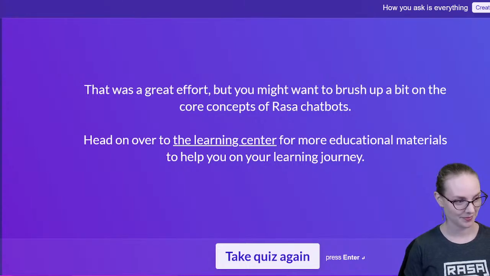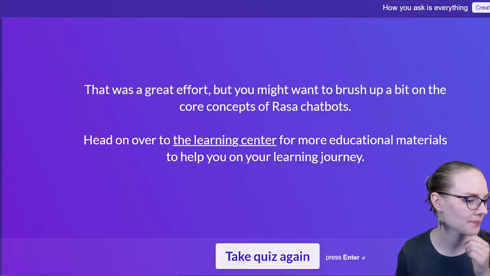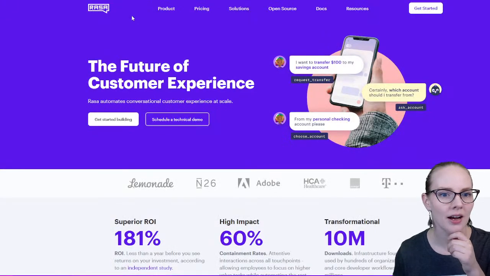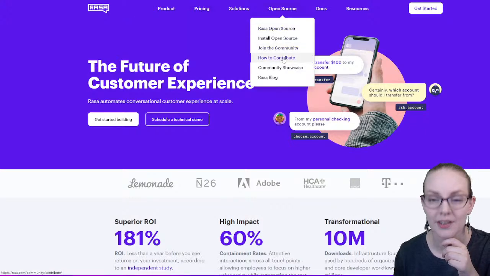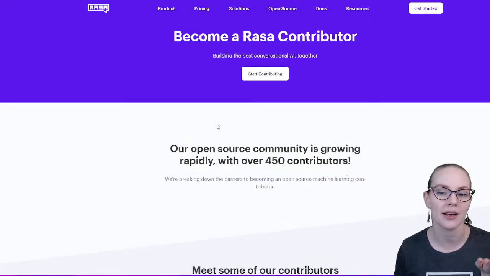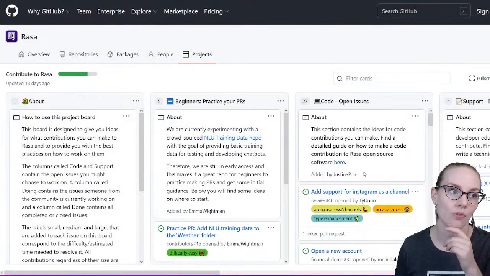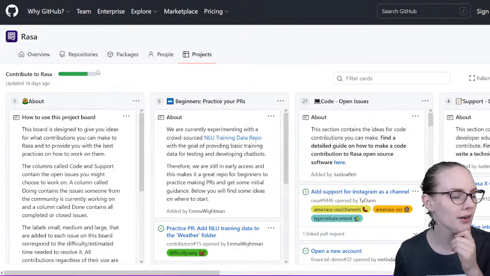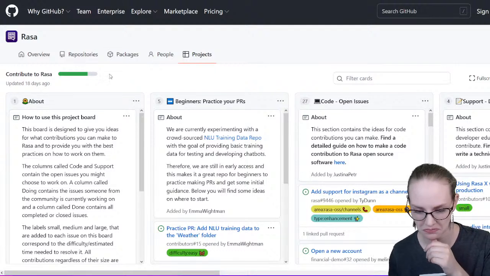Rasa.com/contribute. Nope, that's not it. Let me pop this over. Let me see if I can find, here you go, how to contribute. So if you're a Rasa contributor, we have a Slack for Rasa contributors. So we have that for the community if you're interested in becoming a contributor. I don't think we have a Discord that anybody from Rasa runs.